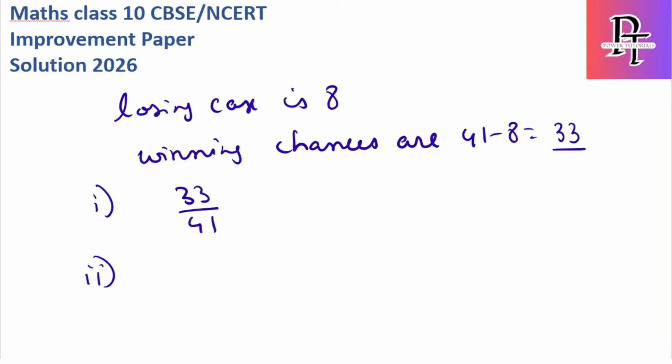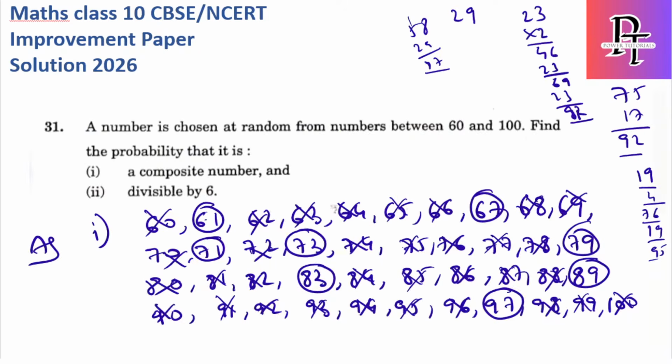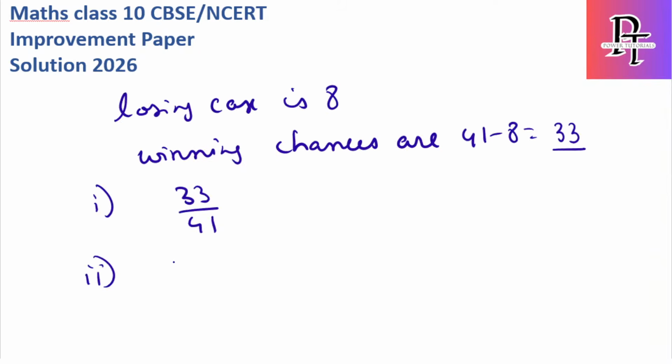What about the second part? Second, they are asking divisible by 6. So we just need to write all the multiples of 6, which are 60, 66, 72, 78, 84 and 90. We also have 96.